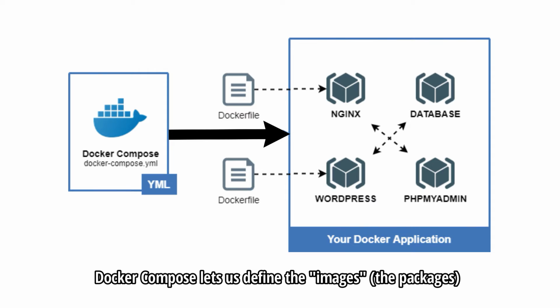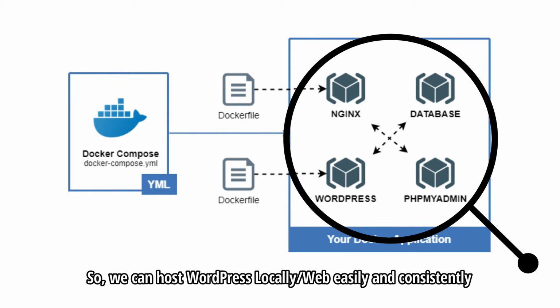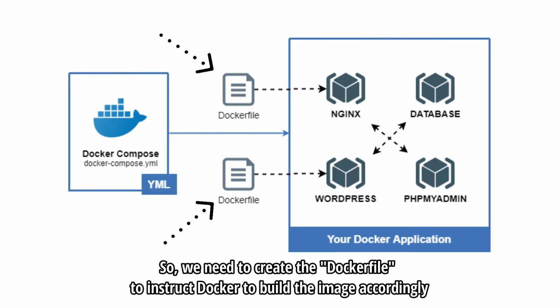Docker Compose lets us define the images, so we can host WordPress locally or on the web, easily and consistently. For our case, we need to customize the Nginx and WordPress images. So, we need to create the Dockerfile to instruct Docker to build the image accordingly.